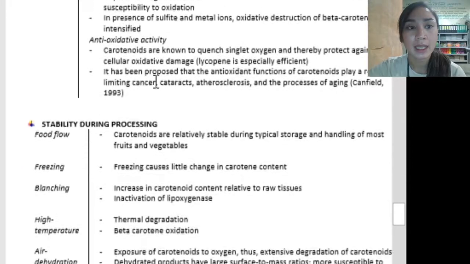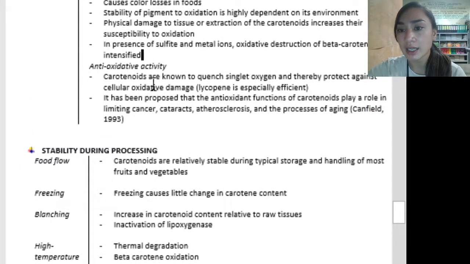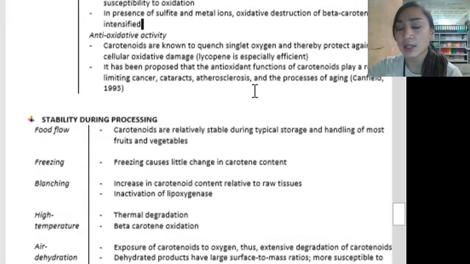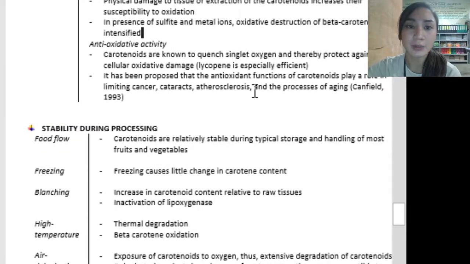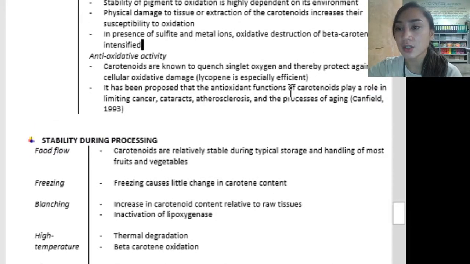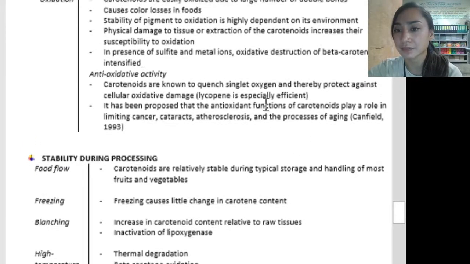Okay? Meron tayong tinatawag na anti-oxidative activity. So, we know that carotenoids are known to quench singlet oxygen. So, meron tayong anti-oxidative activity, meaning pinipigilan niya yung pagkakaroon ng oxidation reaction. Meron ng proposed na studies, no, that there is a antioxidant function of carotenoids play a role in limiting cancer, cataracts, atherosclerosis, and process of aging. So, according to Canfield in 1993.